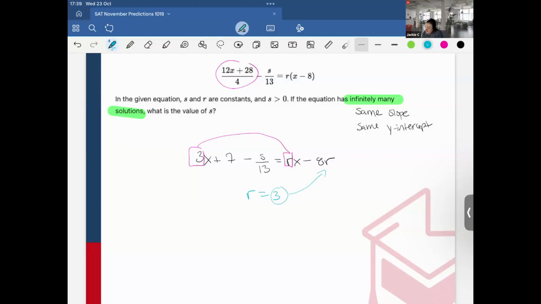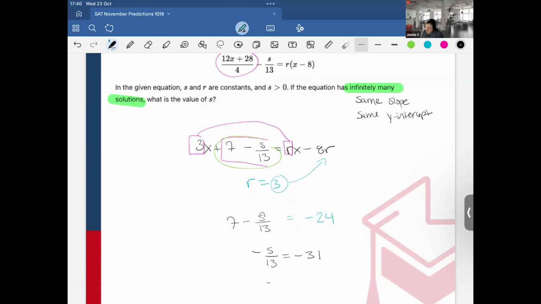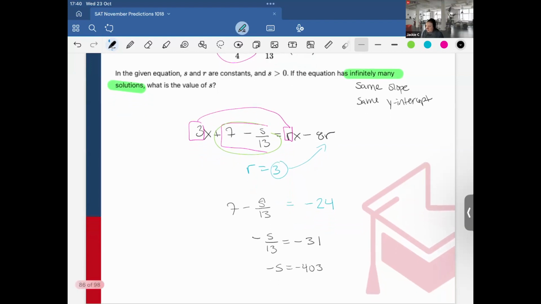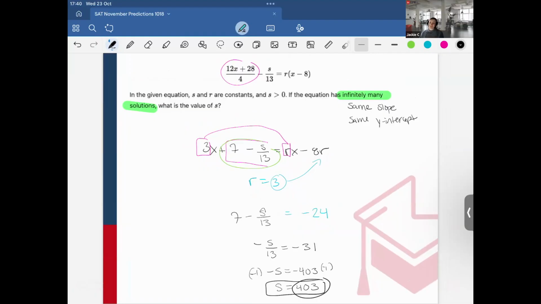So then I can put this in here, and this would be equal to negative 8 times 3, negative 24. So basically, I'm going to say negative 24 will be equal to the other part of the equation, which would be 7 minus s over 13. This is an s. Don't confuse it with a 5. So then I'm just going to do negative s over 13 is equal to, oops, negative 24 minus 7 is negative 31, and then multiply each side by 13. So negative s is equal to negative 403. And then just multiply each side by negative 1. So positive s is equal to 403. So that would be the answer, 403. So wasn't that amazing?